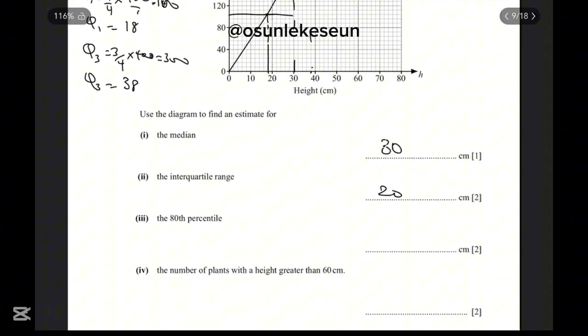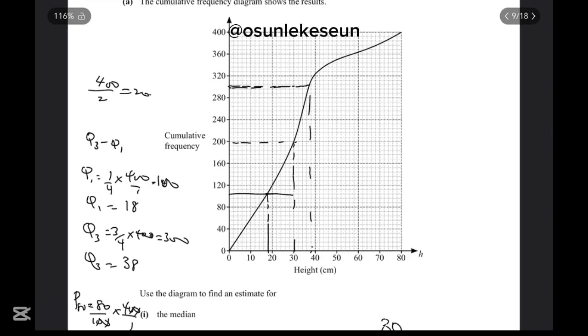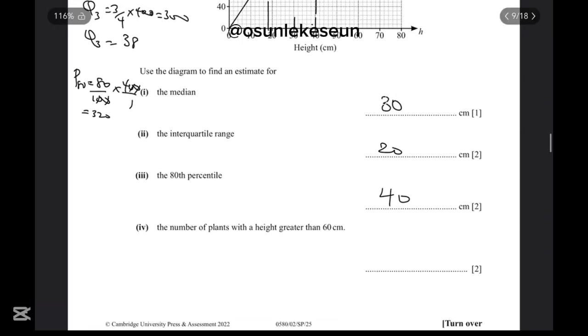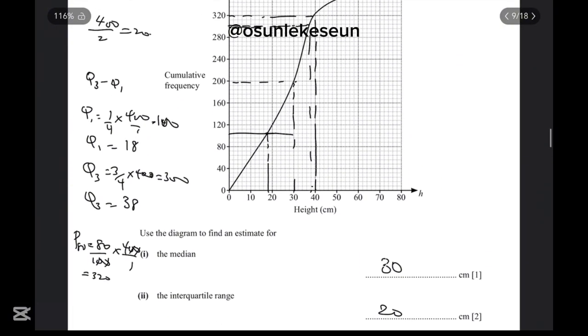That's Q3 minus Q1. Then the 80th percentile, P80, is going to be 80 over 100 times 400, and in this case it's 320. So let's find which place is 320. So we trace 320 down and that's 40. So the 80th percentile is 40.